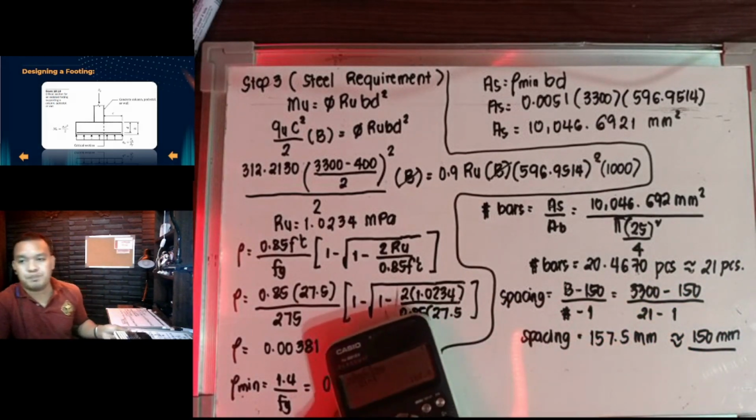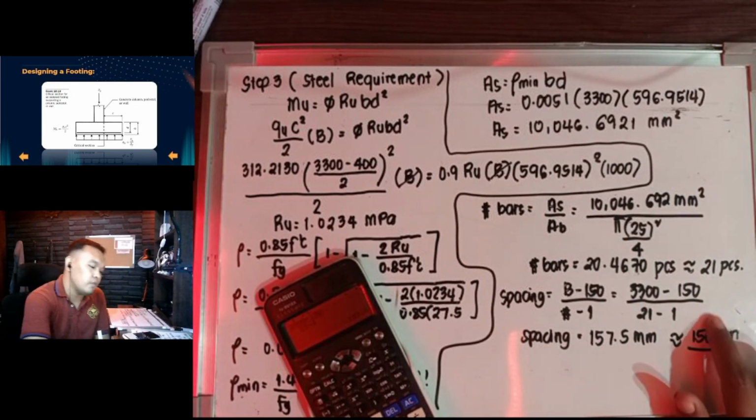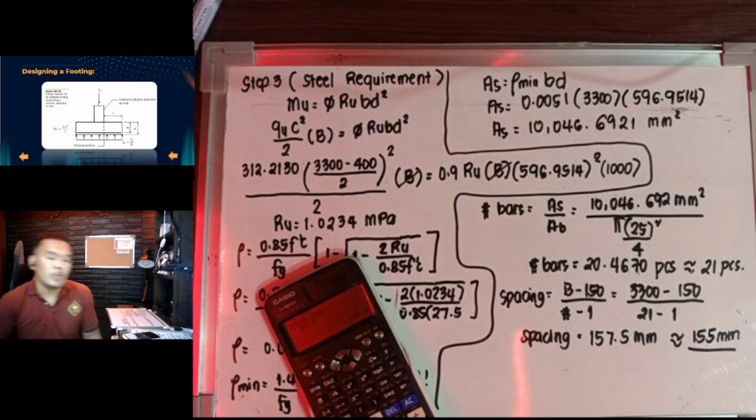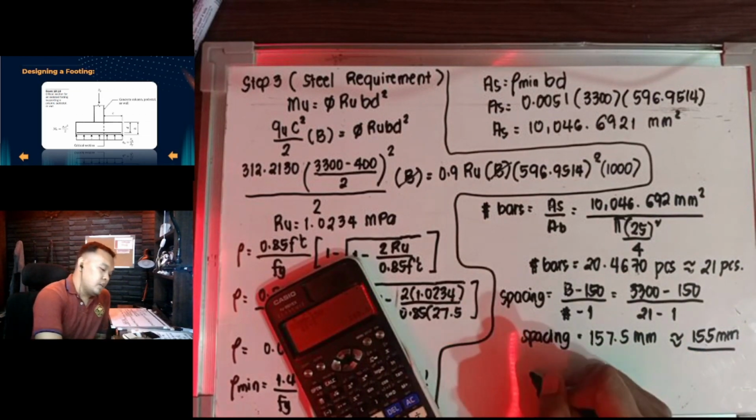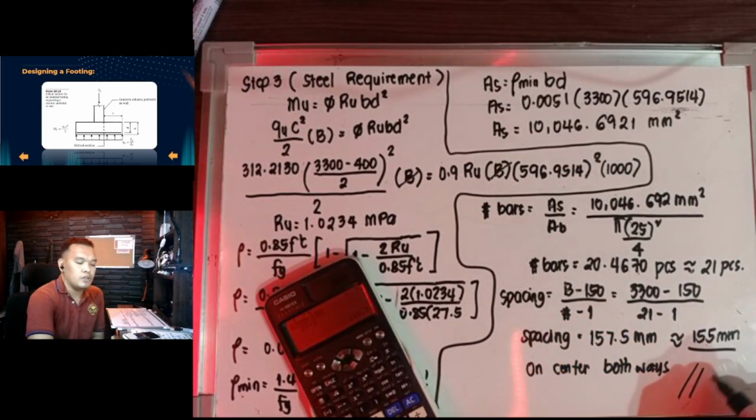When it comes to spacing, we could round down, because the distances will be closer, which means it is safer. But not too close, so there is still space for the concrete to enter. So we round down the 157.5 to 155 or 150; 150 is too low, so 155 mm. Usually in construction we don't put decimals in the actual work; you don't want the foreman to compute further. So 155 mm on center both ways. This means the spacing in both directions is the same, which is 155.